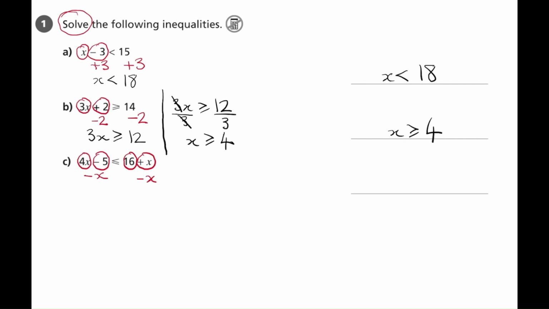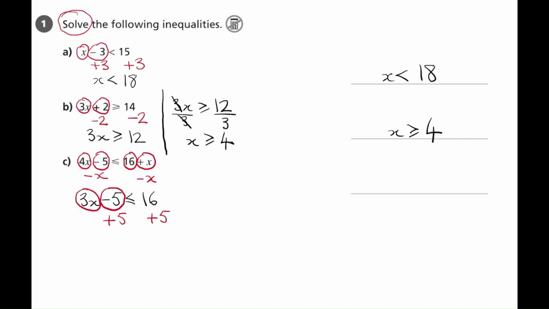So we have 4x take away 1x, which leaves us 3x. Then we've got the subtract 5. The symbol stays the same. We've got the 16, and the plus x take away x has become 0. We now look at the left-hand side. We've got 3x subtract 5. We want the x's on their own, so we need to get rid of the subtract 5. We do the opposite. We add 5 to both sides.